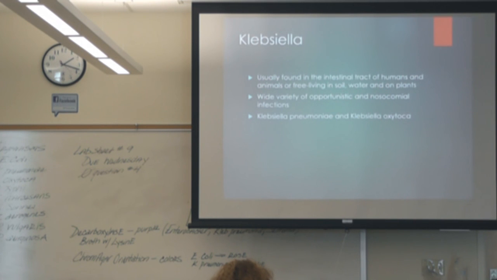Klebsiella. Intestinal tract of humans. It's in the soil, water, and plants. You have opportunistic and nosocomial infections. Your 2 most common ones are going to be pneumoniae and oxytoca. Okay? Now, how do these differentiate? Klebsiella pneumoniae is indole positive, whereas oxytoca is indole negative. Okay? So on the indole test, that would be the way that you would look at that.